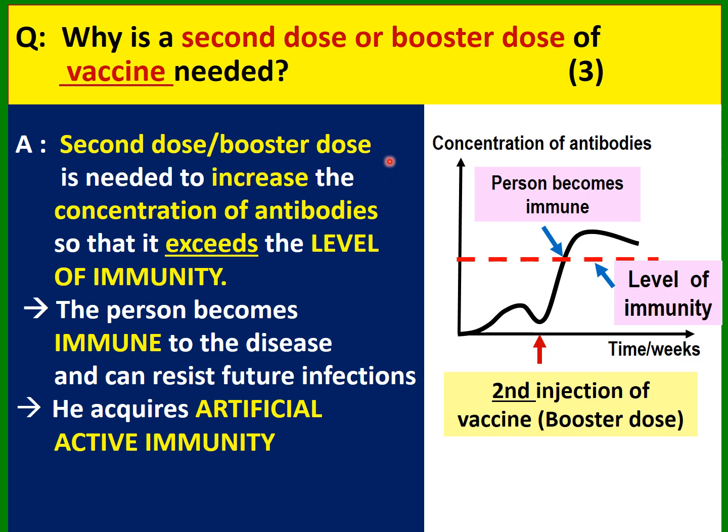So the second dose or booster dose is needed to increase the concentration of antibodies so that it exceeds the level of immunity and the person will become immune to the disease and he can resist future infections. Thus, he acquires artificial active immunity.